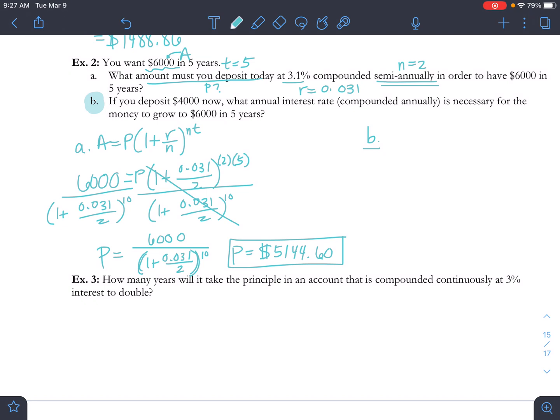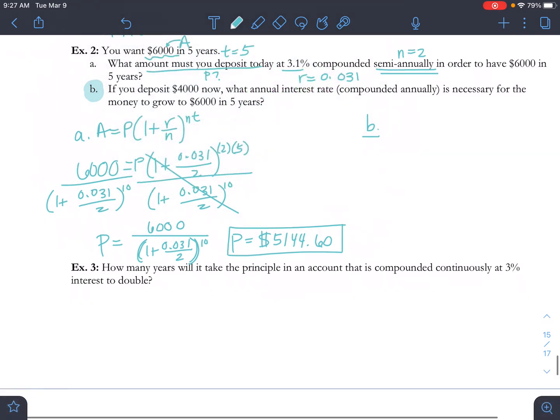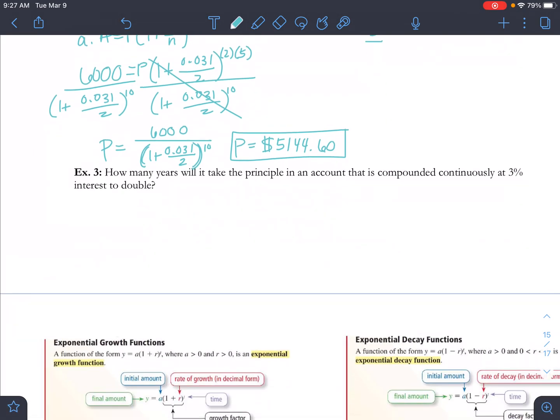Example 3 and example 4 will be our final examples here. Okay, so take a look at example 3. It says how many years, so T equals question mark, will it take the principal in an account that is compounded continuously? All right, that means I'm using this equation. At 3%, R is 0.03, to double. All right, well, they didn't give us A or P, so that's kind of weird.